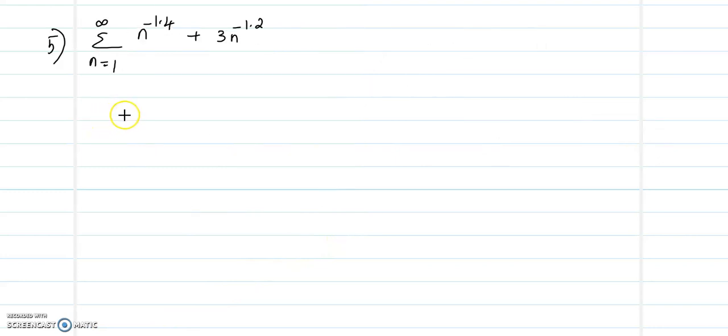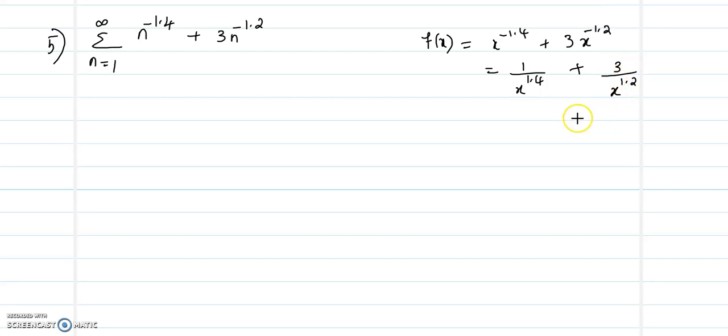In this problem we need to check the convergence or divergence of summation n equal to 1 to infinity of n raised to minus 1.4 plus 3 n raised to minus 1.2. So here f of x will be x raised to minus 1.4 plus 3 x raised to minus 1.2. So that will be 1 by x raised to 1.4 plus 3 by x raised to 1.2. So when x is greater than or equal to 1, this will be positive, and as x increases, since x is in the denominator, function value will be decreasing, and the only point of discontinuity is x equal to 0, so that's not there. So it will be continuous. So it will be positive, decreasing and continuous for x greater than or equal to 1.